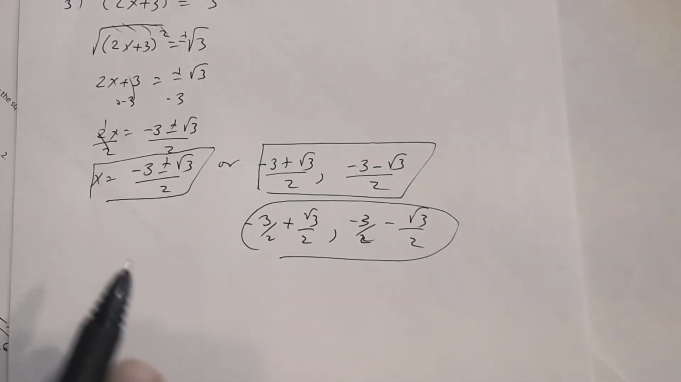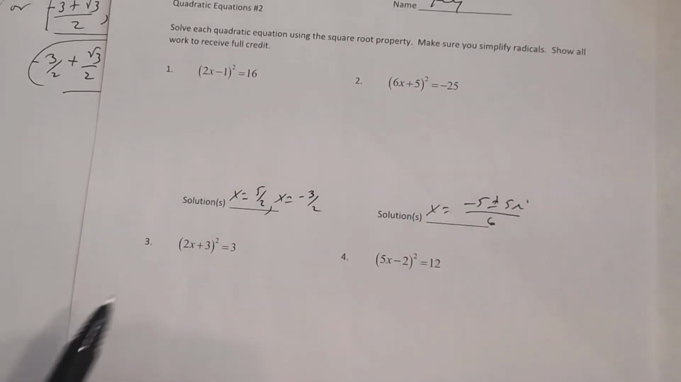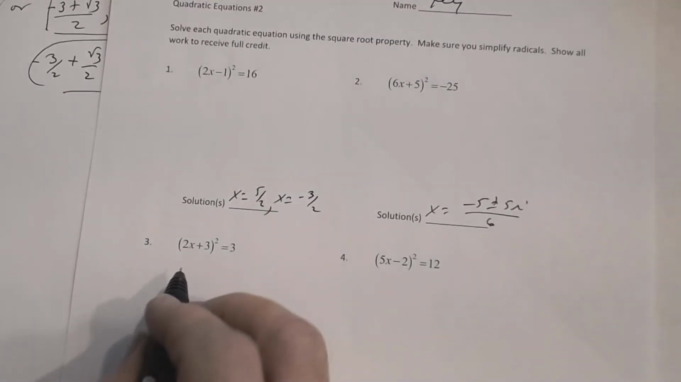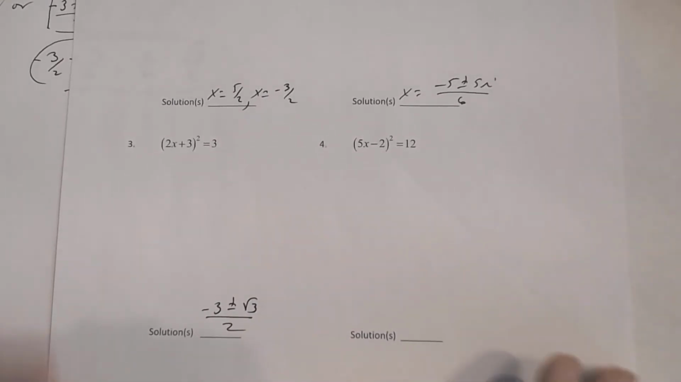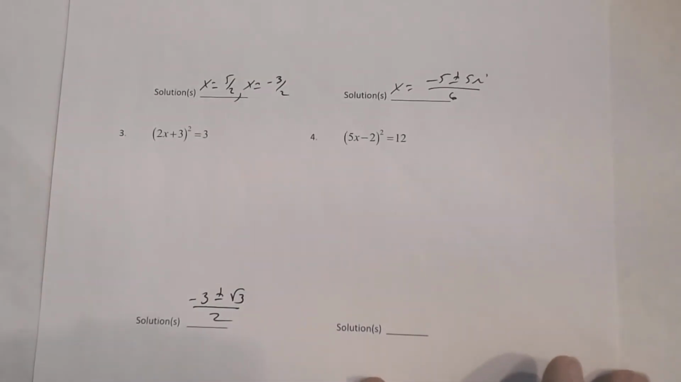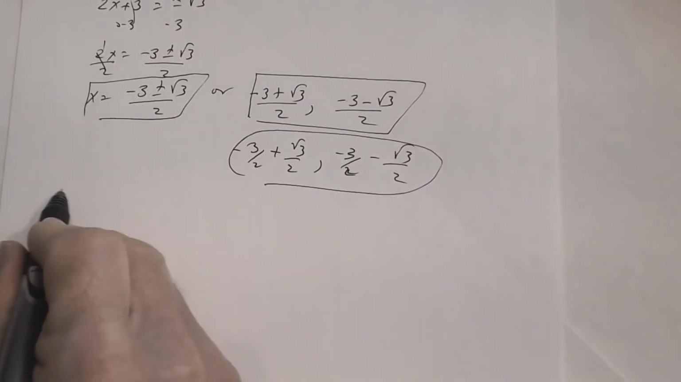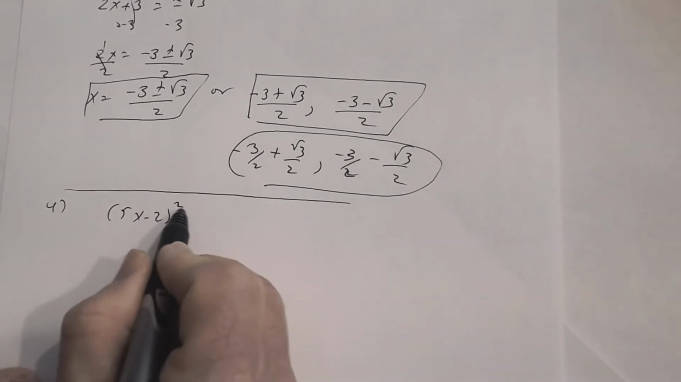Okay, so that was number 3. So number 3, the way you solved it was the same way you did number 2, that process right here. Okay, so number 3, we have negative 3 plus or minus the square root of 3 divided by 2. Okay, now number 4. Number 4, we have 5x minus 2 squared equal 12.